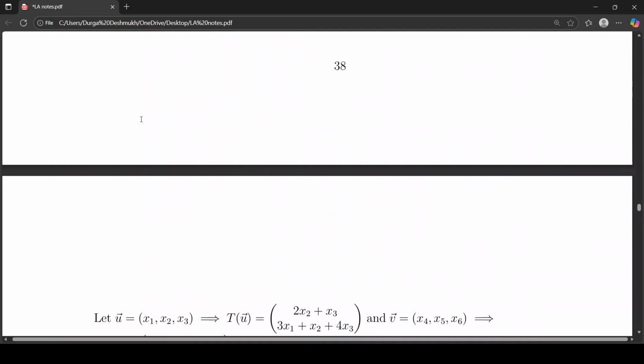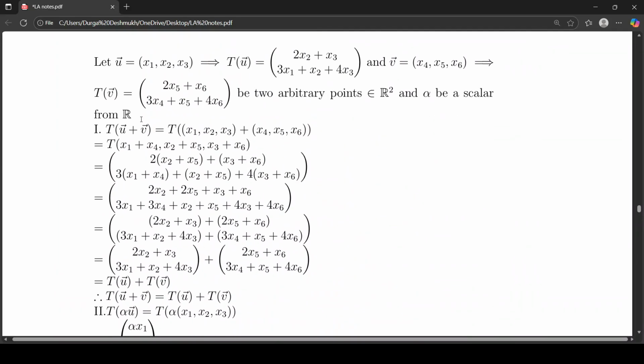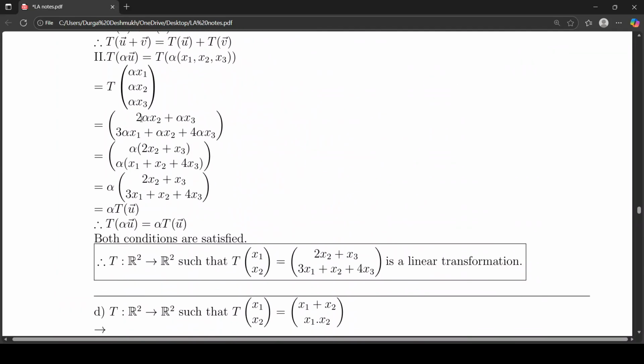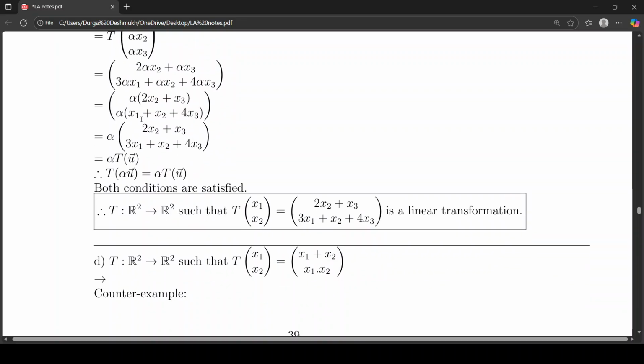So these are some more examples based on the same concept, which I will be providing for sure. Consider this example, it is an important one. Here it is another function T from R2 to R2 such that T(x1, x2) is (x1 + x2, x1 x2). Since the product x1 into x2 is present, this is clearly not linear, right? So we can just say that it's not a linear transformation just by looking at it.